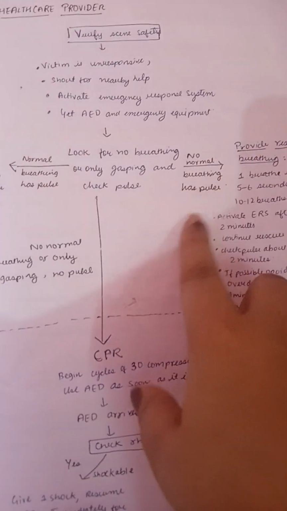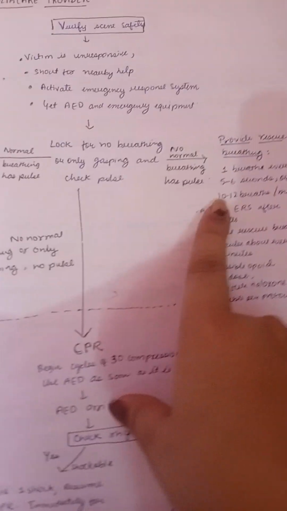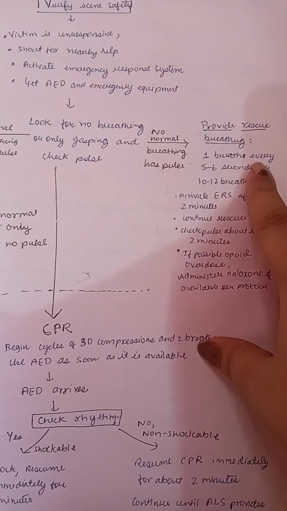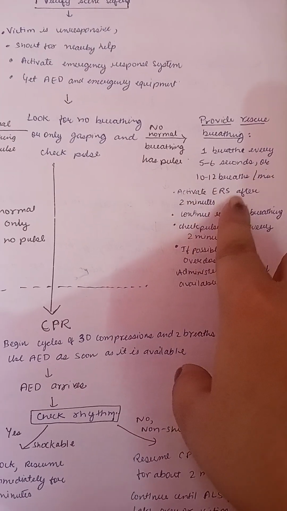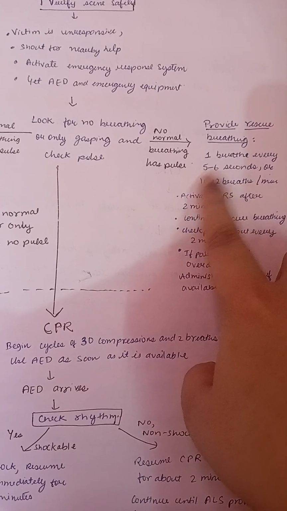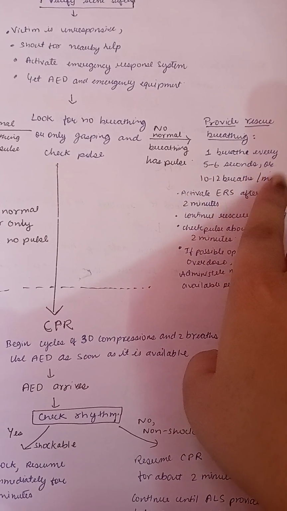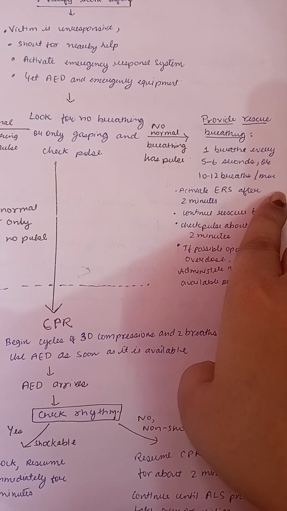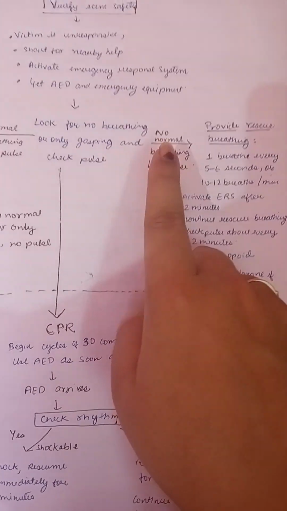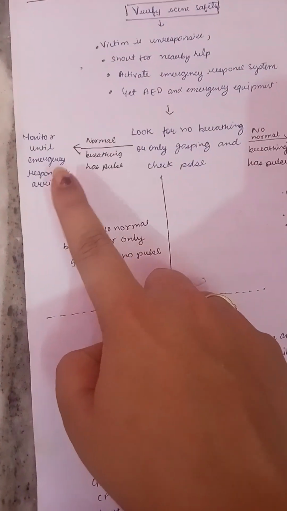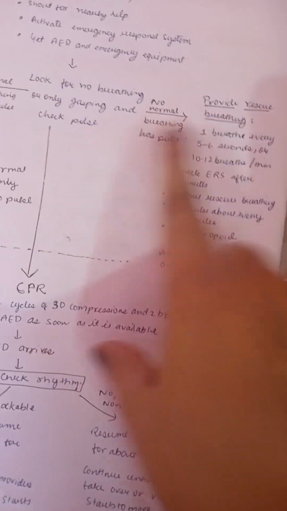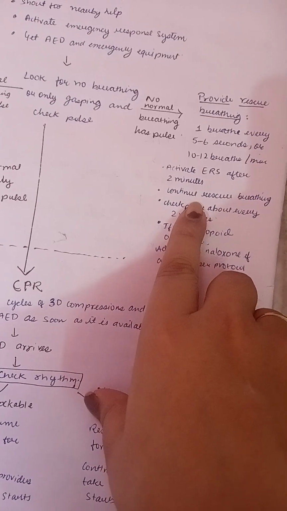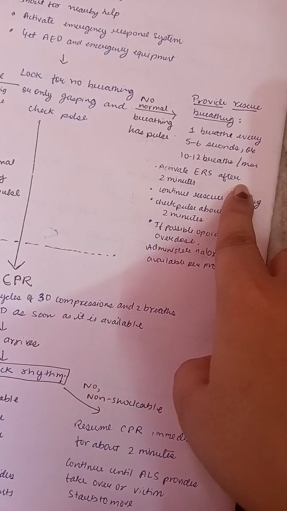Okay, if there is no normal breathing but still having pulse, then provide rescue breathing, that is one breath every 5 to 6 seconds or 10 to 12 breaths per minute. If there is normal breathing with pulse, then monitor until emergency response arrives. Now if there is no normal breathing but still have pulse, then give rescue breaths.